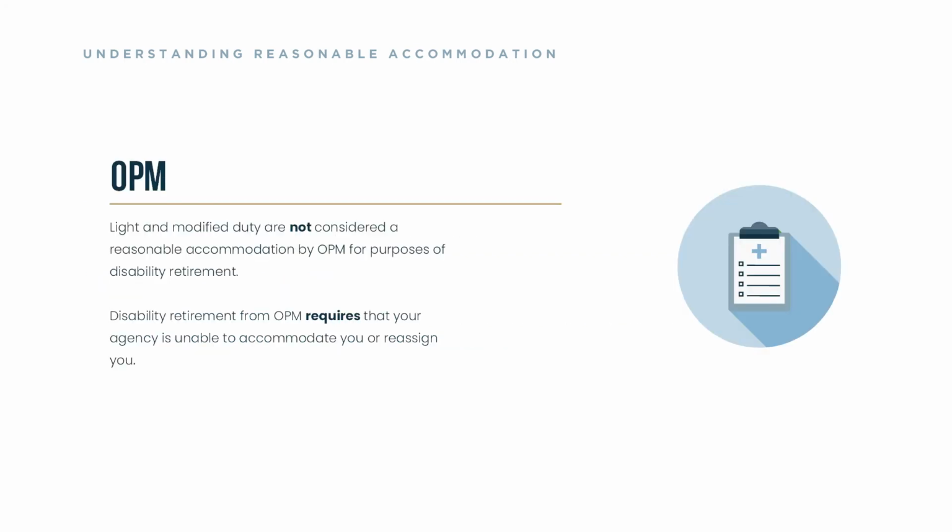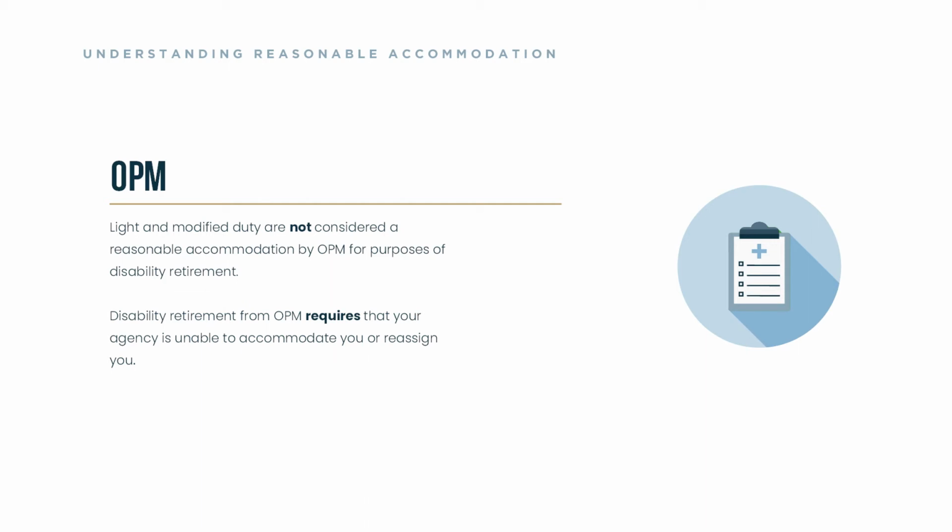Right. So just to break that down a little bit, the reasonable accommodation with a disability retirement has to allow their employee to be able to continue performing every single one of the duties of their position. That's exactly right. So if you have an accommodation that takes away any of your essential duties, it is not considered an accommodation as far as disability retirement is concerned. Which is where those light and modified duties come in. Those are not considered a reasonable accommodation for the purposes of disability retirement.